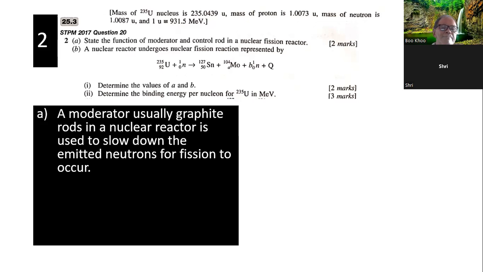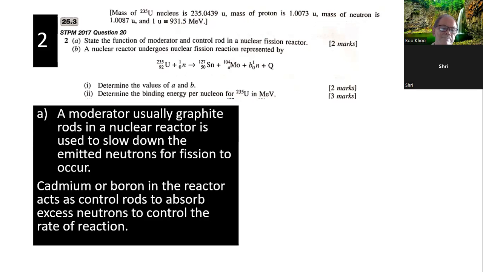Then control rod. What's the purpose or function of the control rod? It's usually made of cadmium or boron. It acts to absorb excess neutrons to control the rate of reaction. You don't want the reaction to go too fast and produce a lot of heat, and then the reactor will melt down. You want to control the amount of heat that's produced. That's the purpose of the control rod.